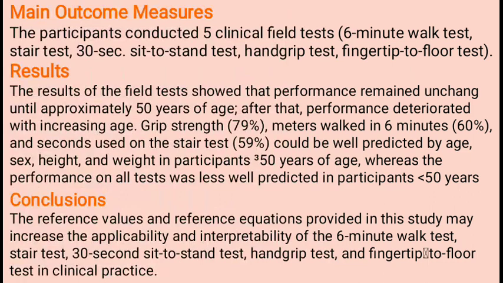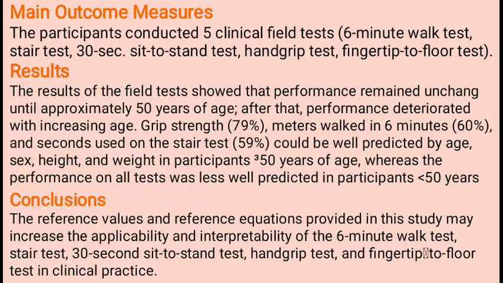So you may find out that with the help of height, that is an anthropometric measure, along with age and weight of the participant, these all things, like grip test, stair test, then 6-minute walk test, give the result of how much percent. It has already been given as 79%. We can get such types of results, 60-70%, but for other tests we can't get the actual performance, whereas the performance of all the tests was less well predicted in participants of less than 50 years. So for the rest of the tests we can't get a proper judgment, but yes, for the grip test, stair test and 6-minute walk test we can get the result.